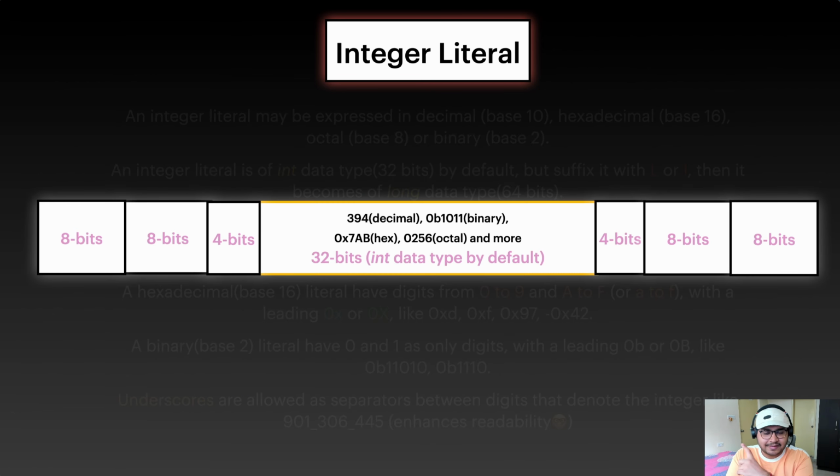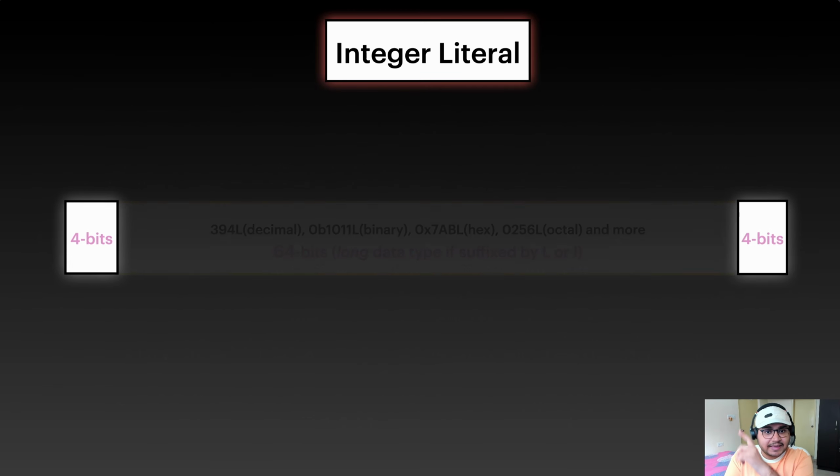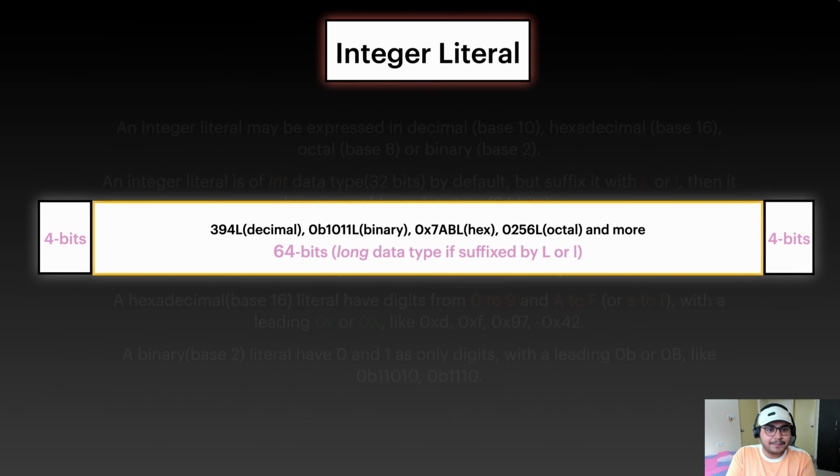So, in this example, 394 in decimal, 0b1011 in binary, 0x7ab in hexadecimal, and 0256 in octal. All of them are integer literals with int data type by default. Whereas, if we append the same numbers with capital L or a small l, then they become of long data type, as you can see over here.